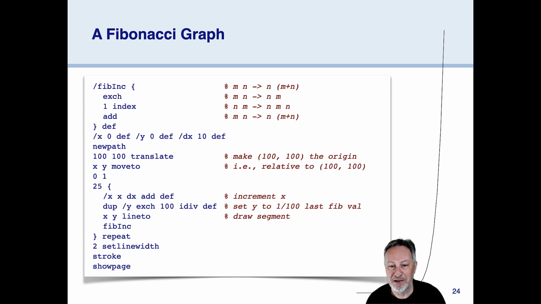Instead of incrementing x by 10 and dividing y by 100, have the same program where x is incremented only by 1 and the y-axis is scaled using the scaling operator. Now we draw our segment to the new position of x and y. We increment our Fibonacci values and we repeat 25 times. Finally, we set the line width to 2 and we actually draw and produce the page, and that produces the output that we see here.